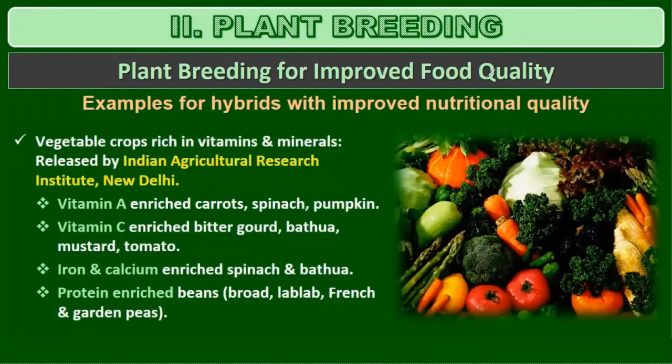Certain more examples are vegetable crops that are rich in vitamins and minerals, released by the Indian Agricultural Research Institute in New Delhi. Vitamin A enriched carrots, spinach and pumpkin. Vitamin C enriched bitter bathua and mustard tomato. Iron and calcium enriched spinach and bathua. Then protein enriched beans like broad, lablab, French beans and garden peas. So these are certain examples of improved varieties of vegetables.